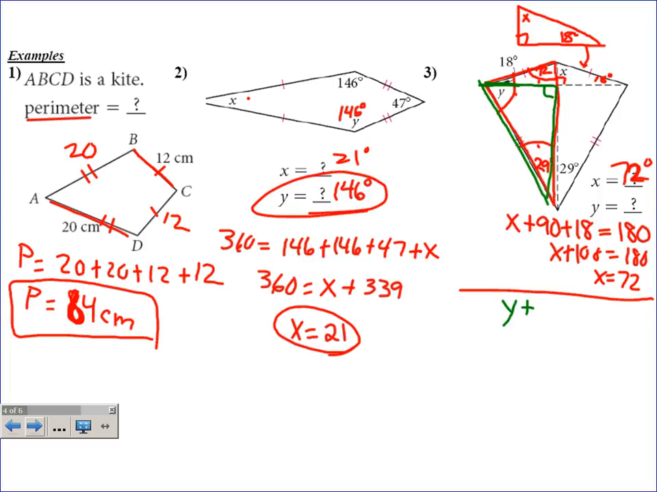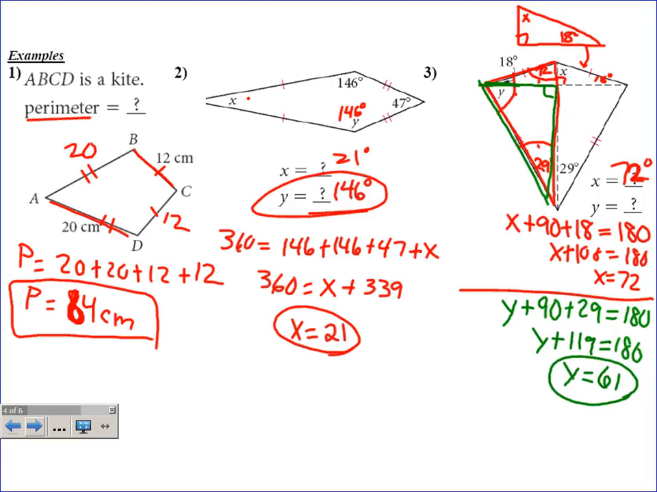So y plus 90 plus 29 equals 180. I'm okay with that. y plus 119 equals 180. Subtract 119 from both sides. What does y equal? 61. Thank you very much.